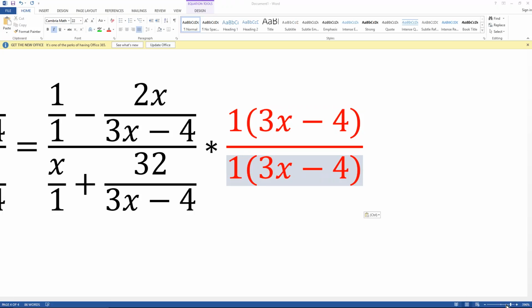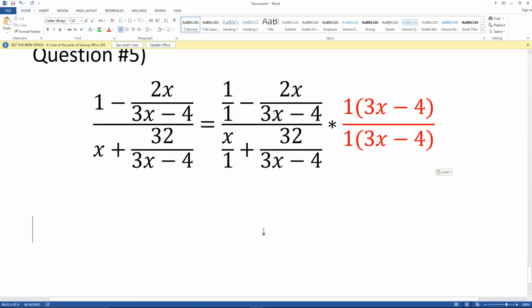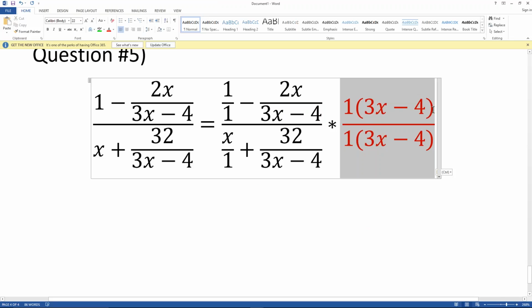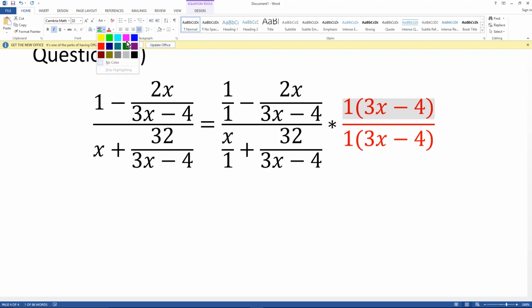Let me zoom out a little bit. There we go. Okay, so here we go. Let's take a look at this one right here, this first one. That's not a good color.